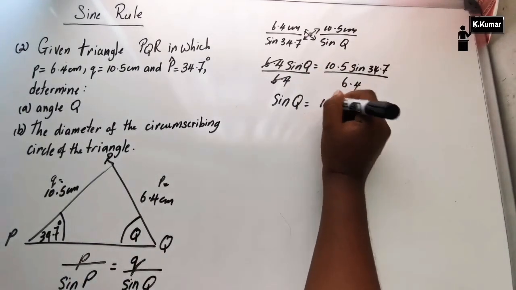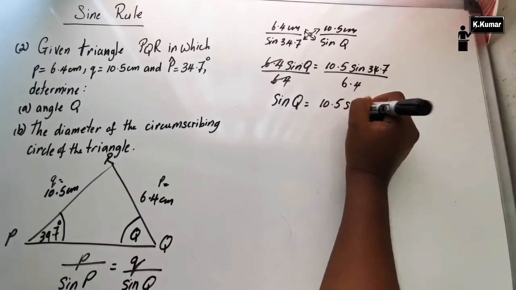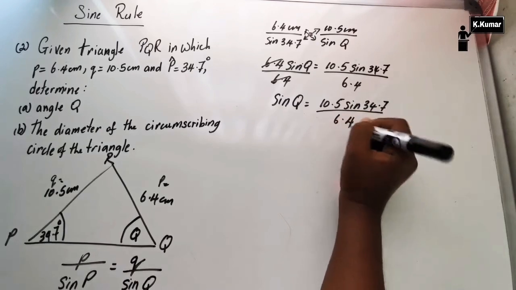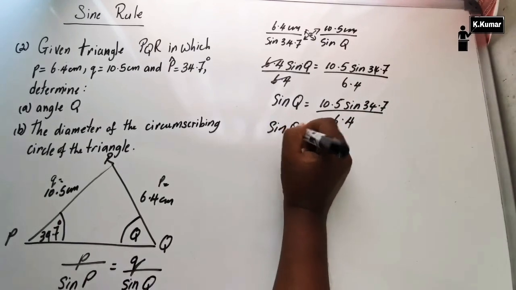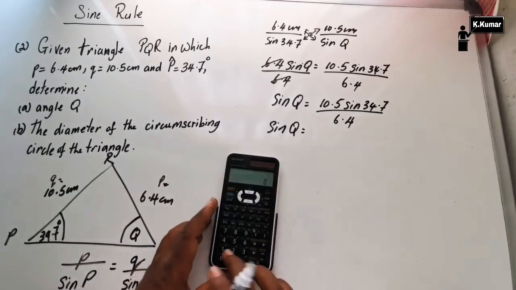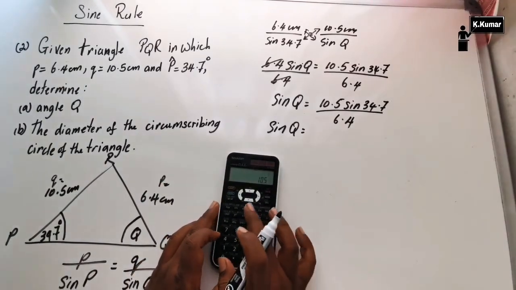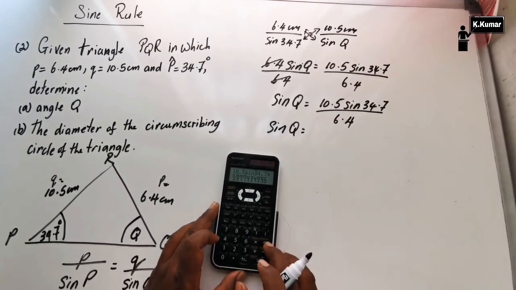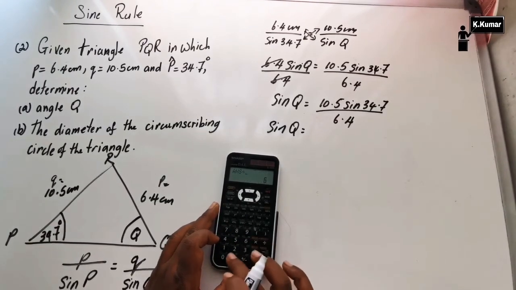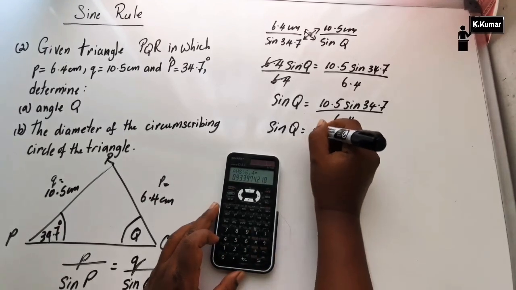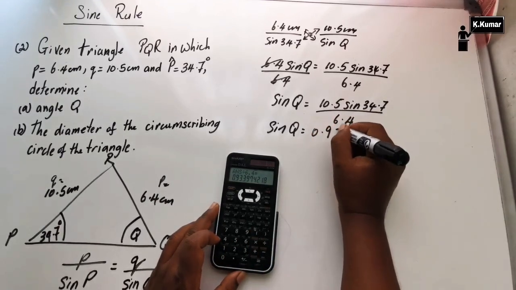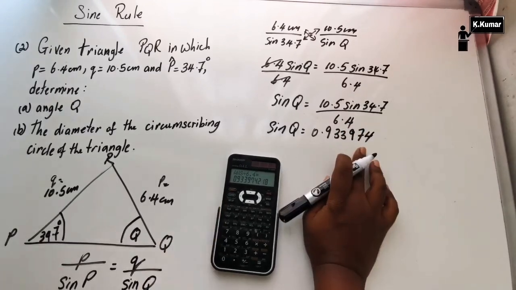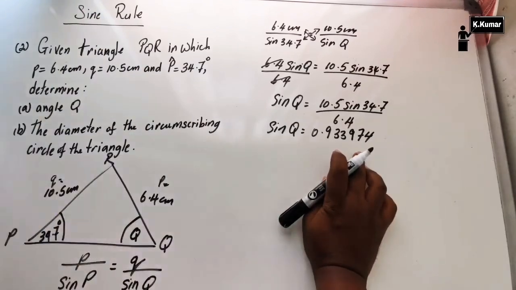Let me write it back. Sine Q is equal to 10.5 sine 34.7 divided by 6.4. We go 10.5 sine 34.7, which is equal to 5.9, and then we divide it by 6.4, and that's going to give me 0.933974. In this case, again, we use about 6 numbers after the point.